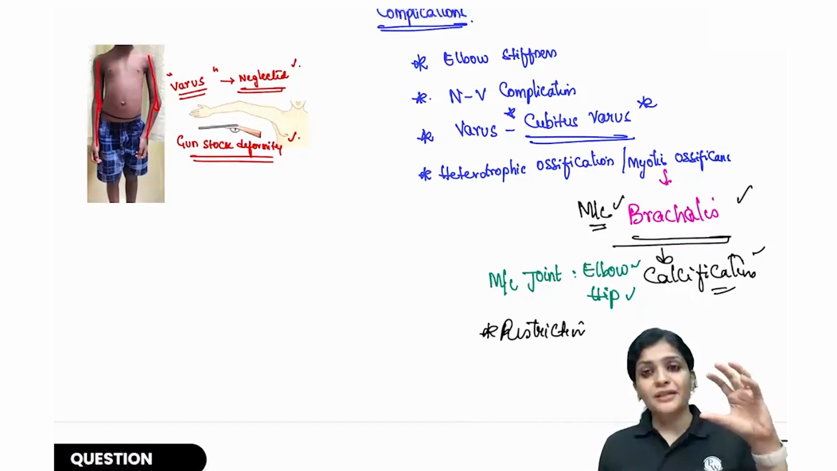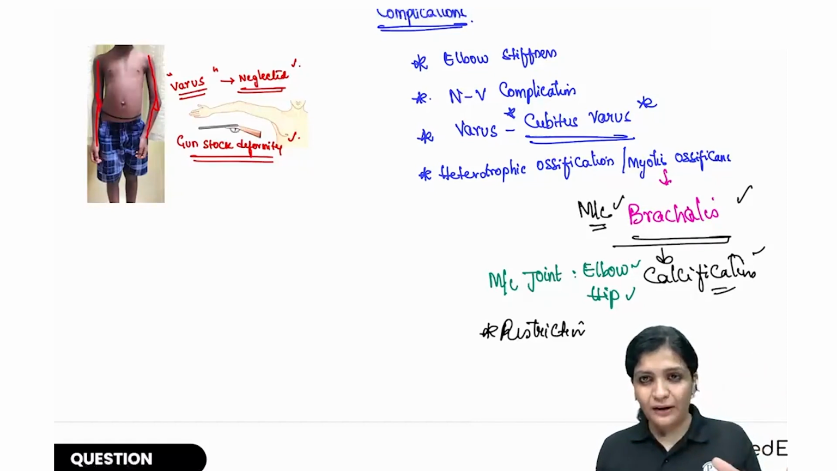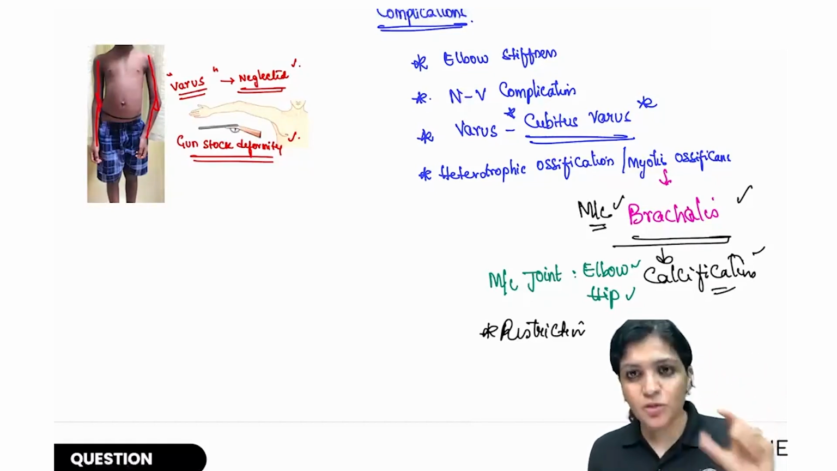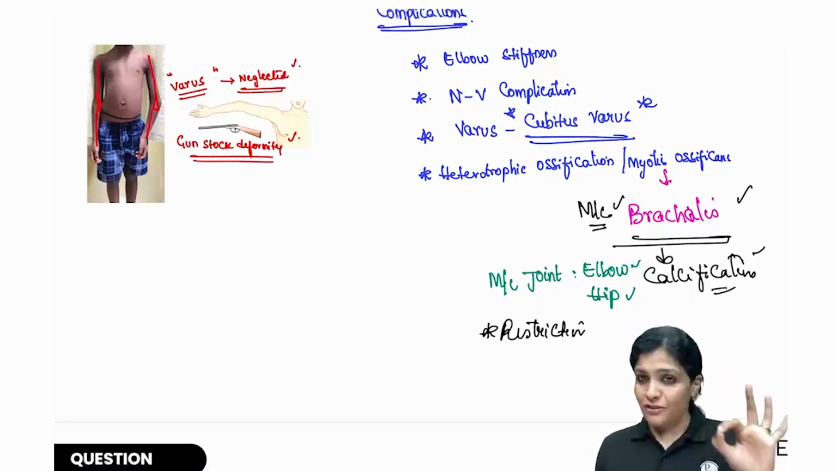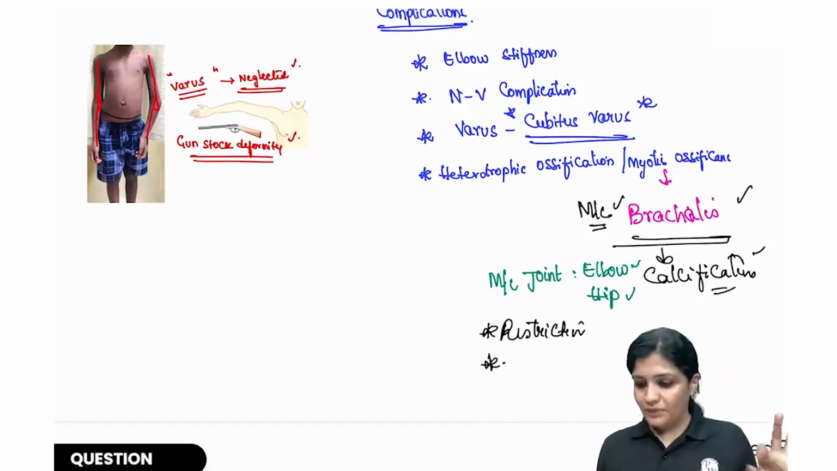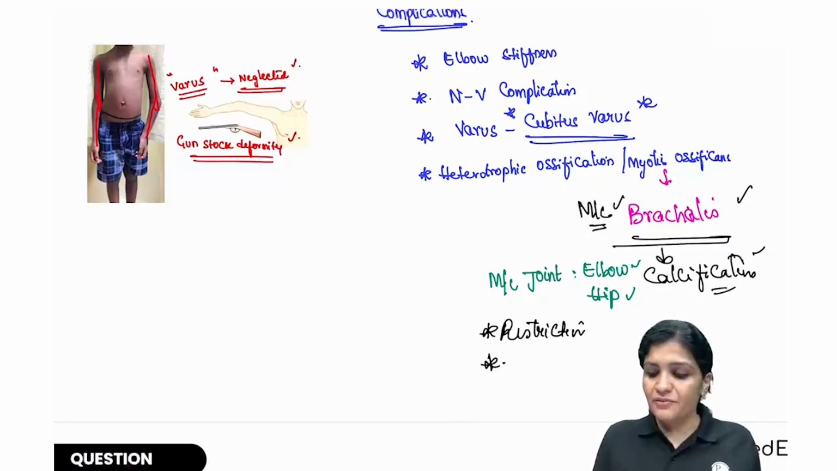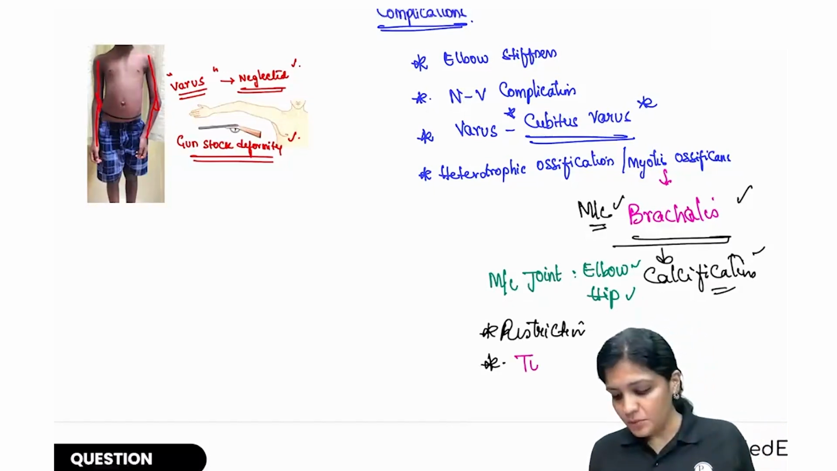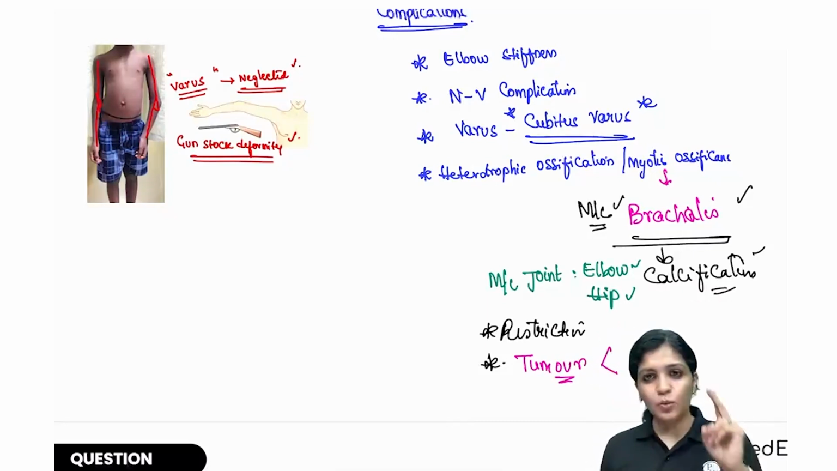And on the x-ray you see there is some ossification in the joint, and you diagnose it as heterotopic ossification or myositis ossificans, right? One more thing you have to remember is that it should be differentiated from a tumor, right? Sometimes tumors also produce bone. So this is differentiated from a tumor by two important things.